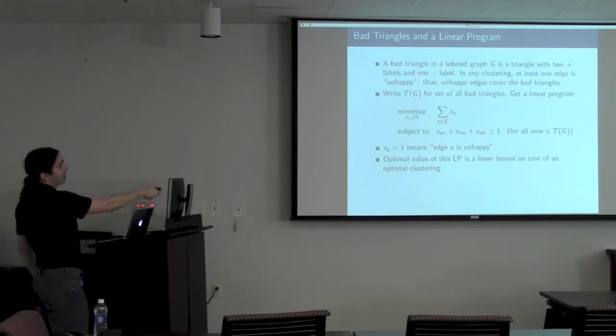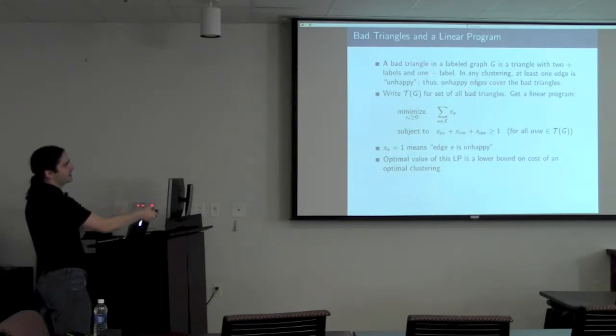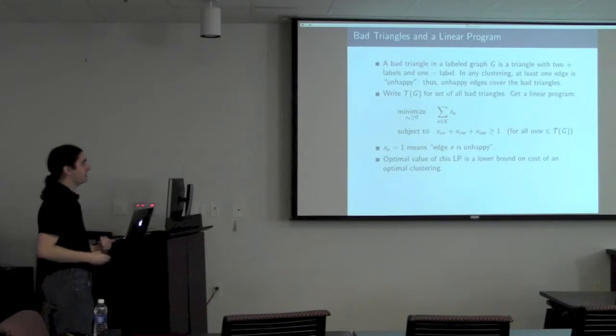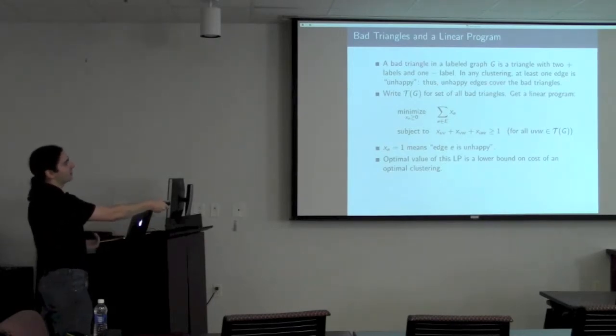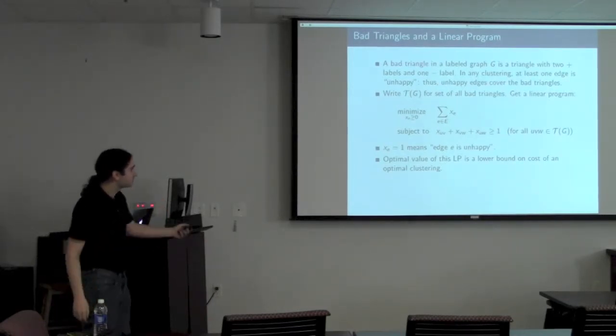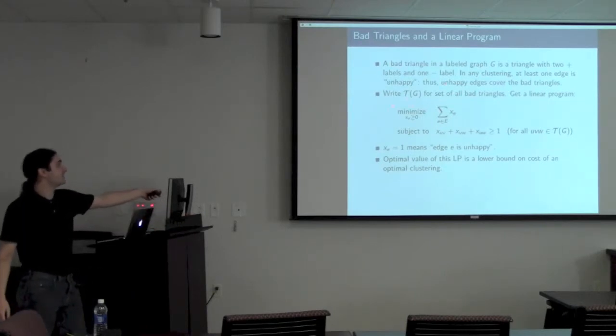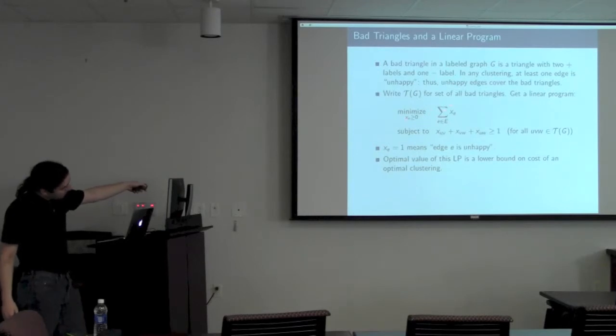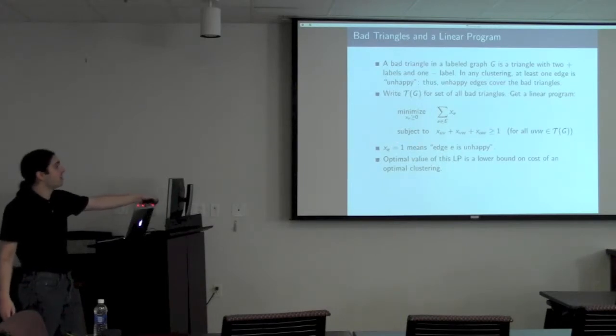So a bad triangle forces you to make at least one mistake. Another way of thinking about that is after you've made your clustering, the unhappy edges are going to give you a covering of the bad triangles. If we write T of G for the set of all your bad triangles, this gives you a linear program where you're trying to minimize over non-negative x sub b, subject to, for every bad triangle, there should be at least one unhappy edge. X sub b here just means the edge is unhappy, the edge gets broken.